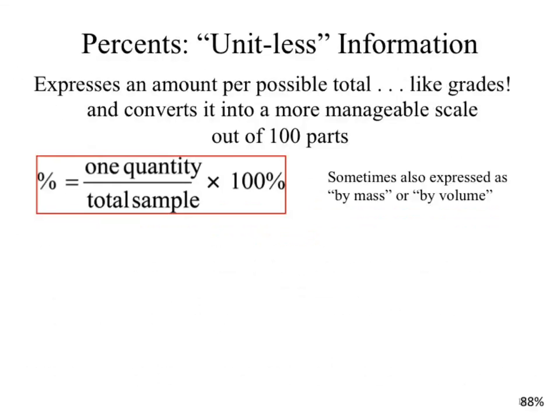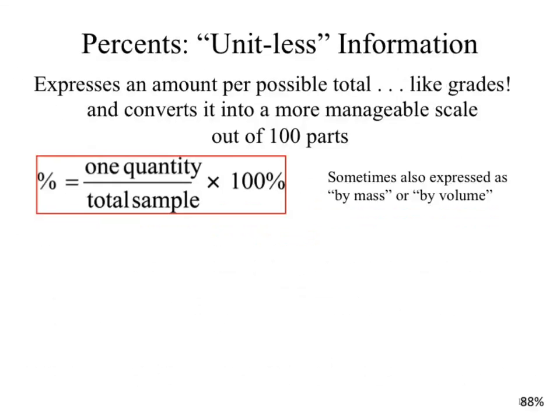We can introduce another conversion factor. These conversion factors can relate two units or two different things to each other. So what we're looking at is a percent, ultimately like grades. So what we're going to do is convert into a more manageable scale, and that's out of 100. So when we're looking at a percent, it's effectively the parts out of 100.